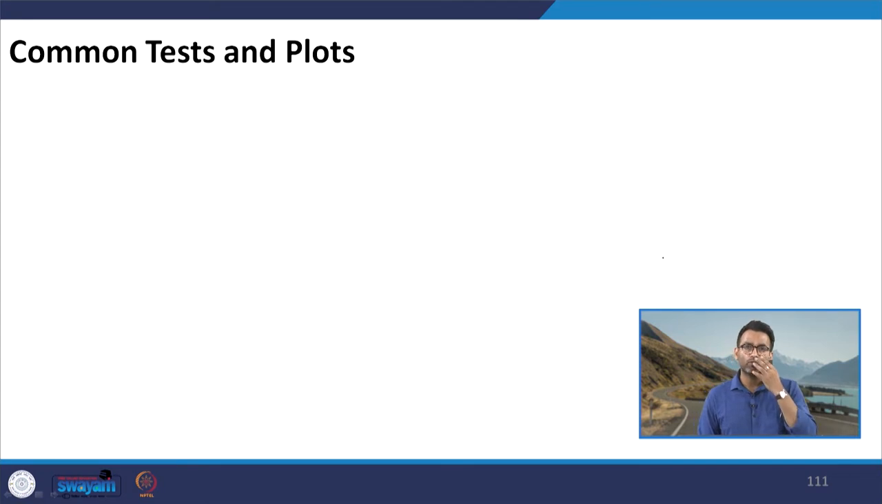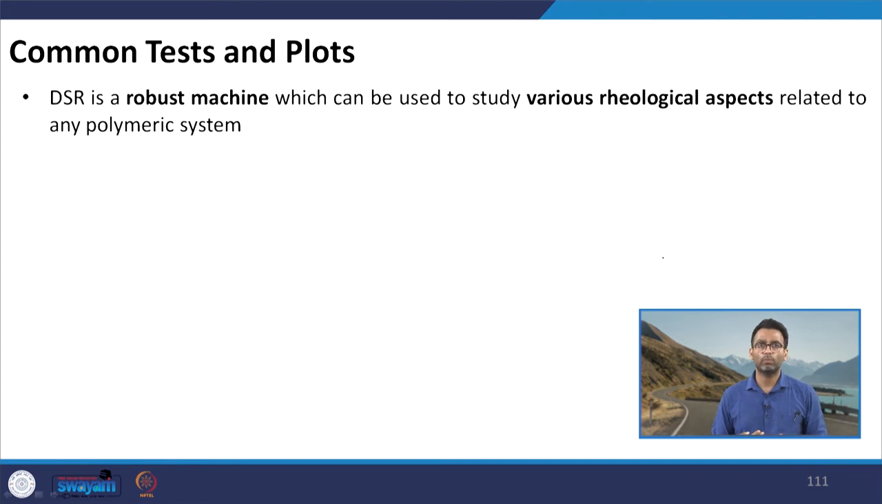With this, now let us move forward and talk about some of the common tests which are usually done on bitumen to understand the viscoelastic response, and also the various variations which are drawn to understand the behavior of the bitumen. Of course, DSR being a very robust machine, you can do a lot of rheological tests, you can study various rheological aspects of bitumen, and not only bitumen, any polymeric or fluid system. So you can do a lot of tests in various modes, all right. But typically for bitumen, we are interested to see what happens when it is subjected to oscillatory loads, and that is what we are going to talk about.